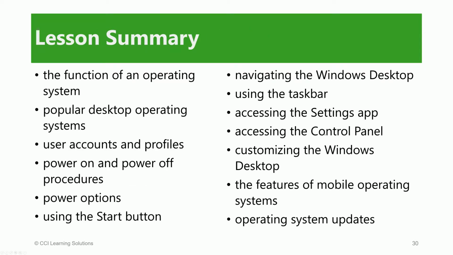So to summarize this lesson, we have covered the function of an operating system, popular desktop operating systems, user accounts and profiles, power on and off procedures, power options, using the start button, navigating the Windows desktop, using the taskbar, accessing the settings app, accessing the control panel, customizing the Windows desktop, the features of mobile operating systems, and operating system updates.